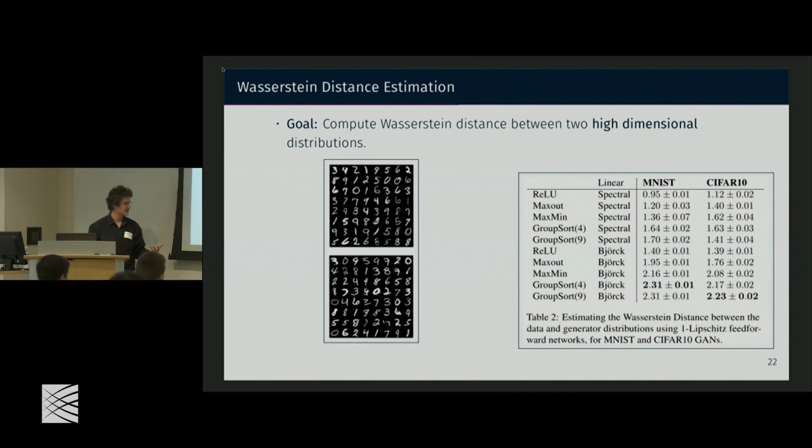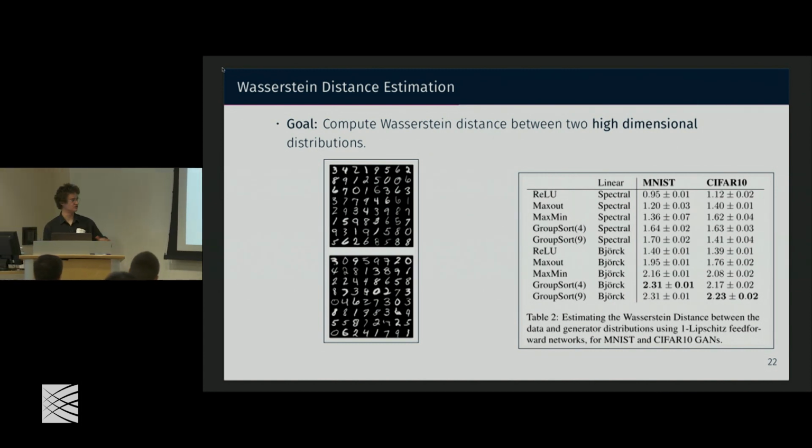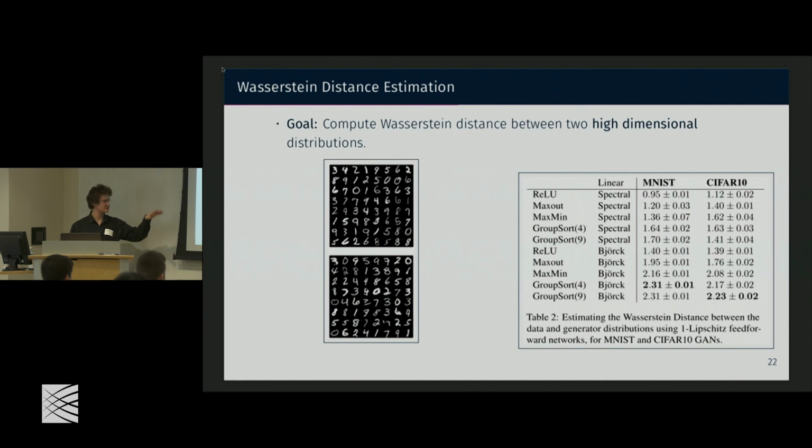so they get better estimates. I haven't explained what Björck is yet, which is the linear norm-preserving operation. And just a remark, if you look at the literature on how people normally solve this problem, the most common approach is ReLU with spectral normalization, which is by far the weakest option that we have in this experimental setup.